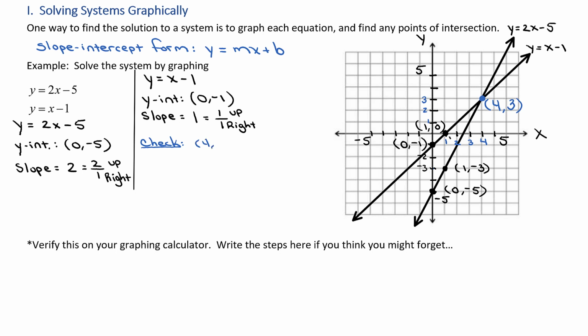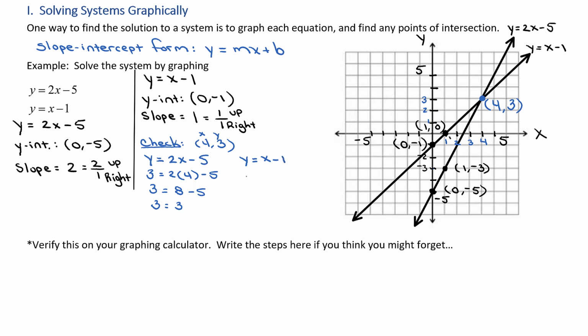For our first equation, we're going to substitute 4 for x and 3 for y into y equals 2x minus 5. So 3 equals 2 times 4 minus 5, 3 equals 8 minus 5, 3 is equal to 3, which is a true statement. That means it satisfies the original equation.